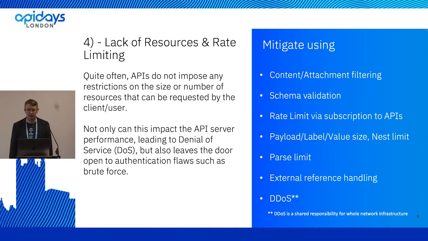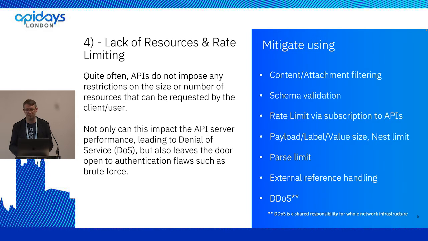So in this case, we would want to do some sort of attachment or content filtering, particularly in the case of uploading files. In most APIs, you'd have a schema that you're building it around, so making sure that your API content is validated against that schema, and including things like field lengths and maximum payload size in that.